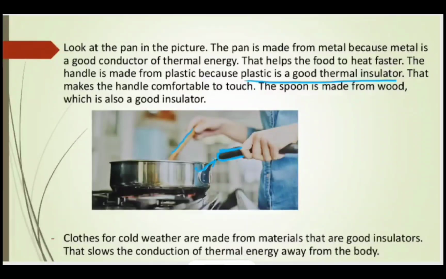The spoon is made from wood. Look at the spoon here. This is also made of wood, which is a good insulator, or a poor conductor, of thermal energy. Clothes for cold weather are made from materials that are good insulators, which slows the conduction, that is, slows the transfer of thermal energy when they touch us. Okay?